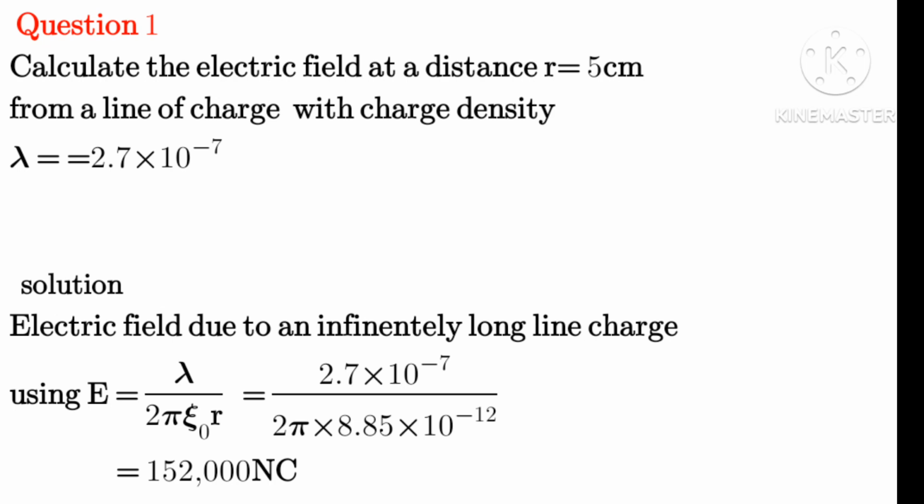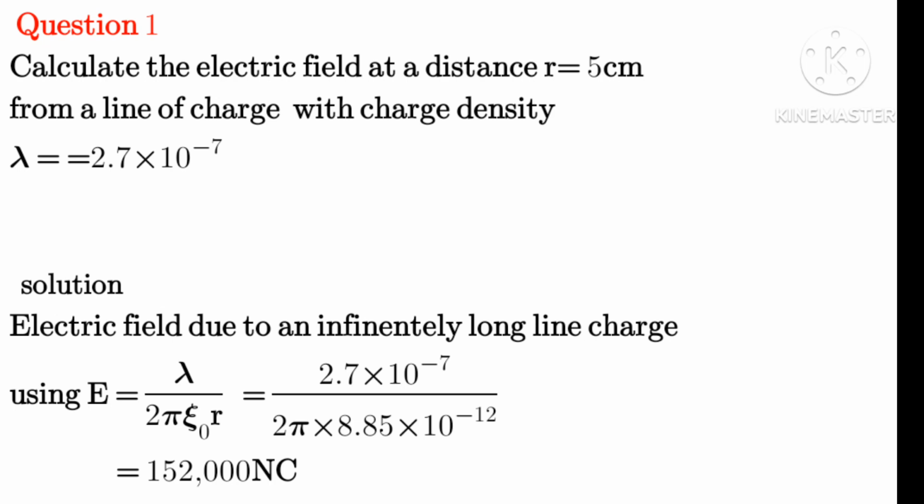We are asked to calculate the electric field at a specific distance. The distance is given as 5 centimeters, and we are asked to calculate the electric field there. So we are going to use the electric field due to an infinitely long line charge wire, and it has a different formula from the normal electric field formula. We have E equals lambda over 2 pi epsilon naught r, and the value of epsilon naught is 8.85 times 10 raised to power minus 12. That's the electric field constant.